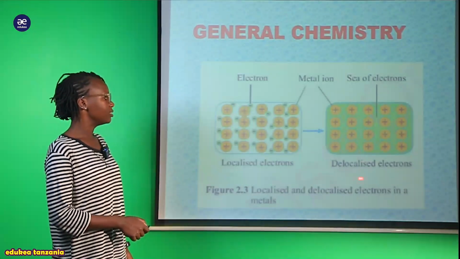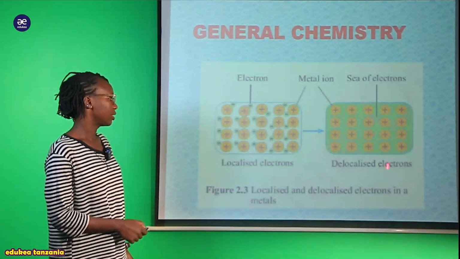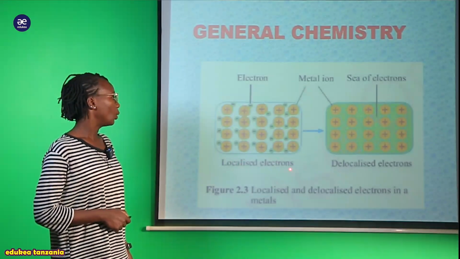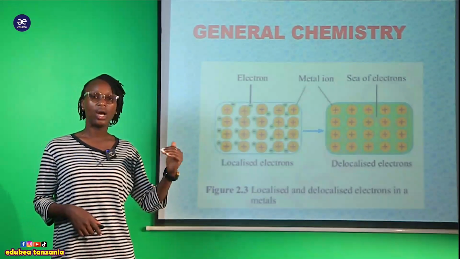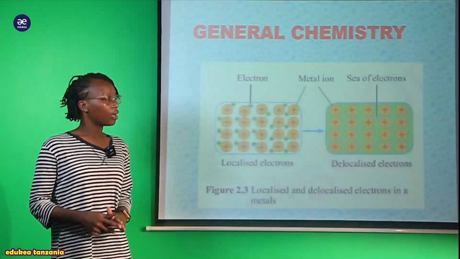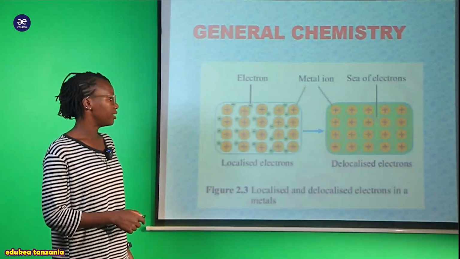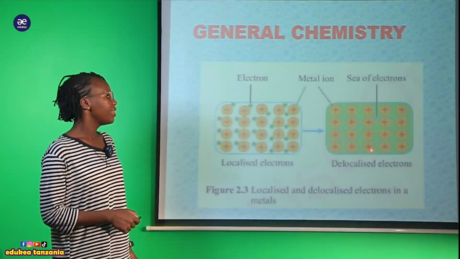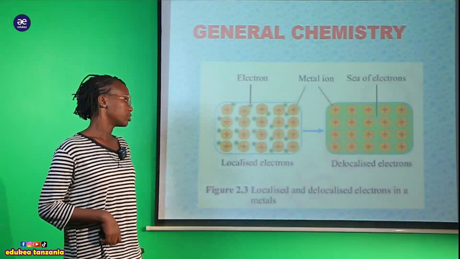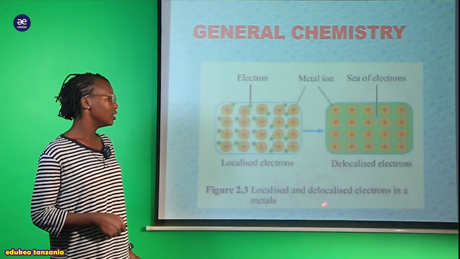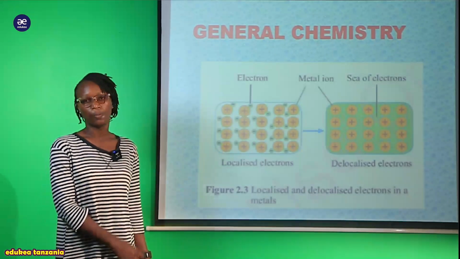And now you see that these are localized electrons. Hapa zilikuwa localized. Kuna tofauti kati ya localized na delocalized. Yani ni kama vice versa. Kwa hiyo unavyoona hapa na hapa ni tofauti. So here there are localized electrons, but here there are delocalized electrons. So here this is the figure which shows the localized and delocalized electrons in the metal.